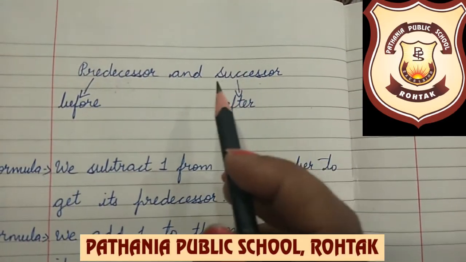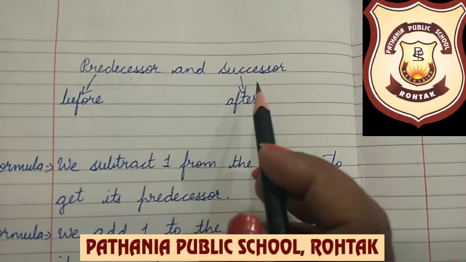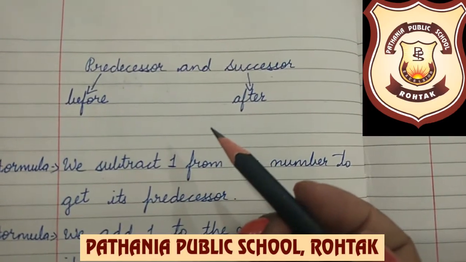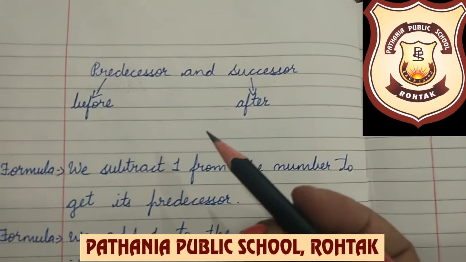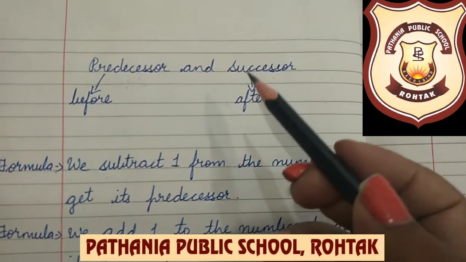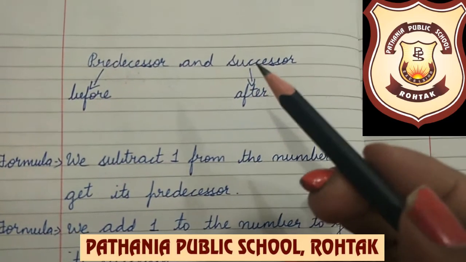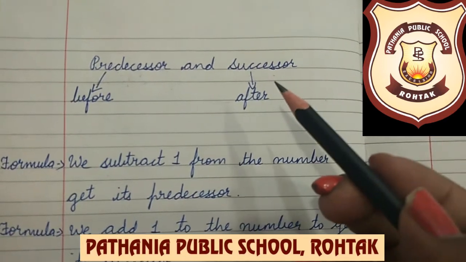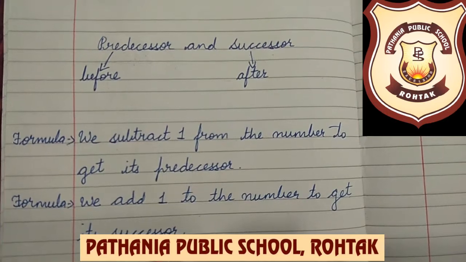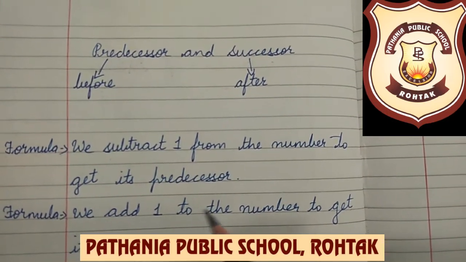Now successor. If I ask you what is success and when we get success, after doing a work. हमें सक्सेस कब मिलती है? जब हम किसी काम को कर लेते हैं, करने के बाद. So successor is the number which comes just after the given number. And how can we find the successor of a number? We add 1 to the number to get its successor.